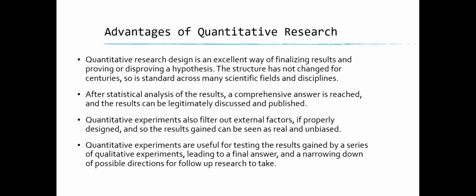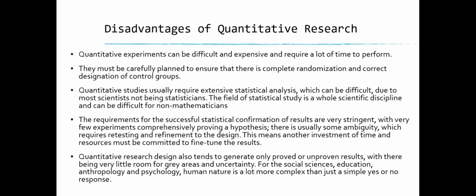and published. Quantitative experiments also filter out external factors, if properly designed, and so the results gained can be seen as real, and of course, it's always unbiased. Quantitative experiments are useful for testing the results gained by a series of qualitative experiments, leading to a final answer and a narrowing down of possible directions for follow-up research to take.